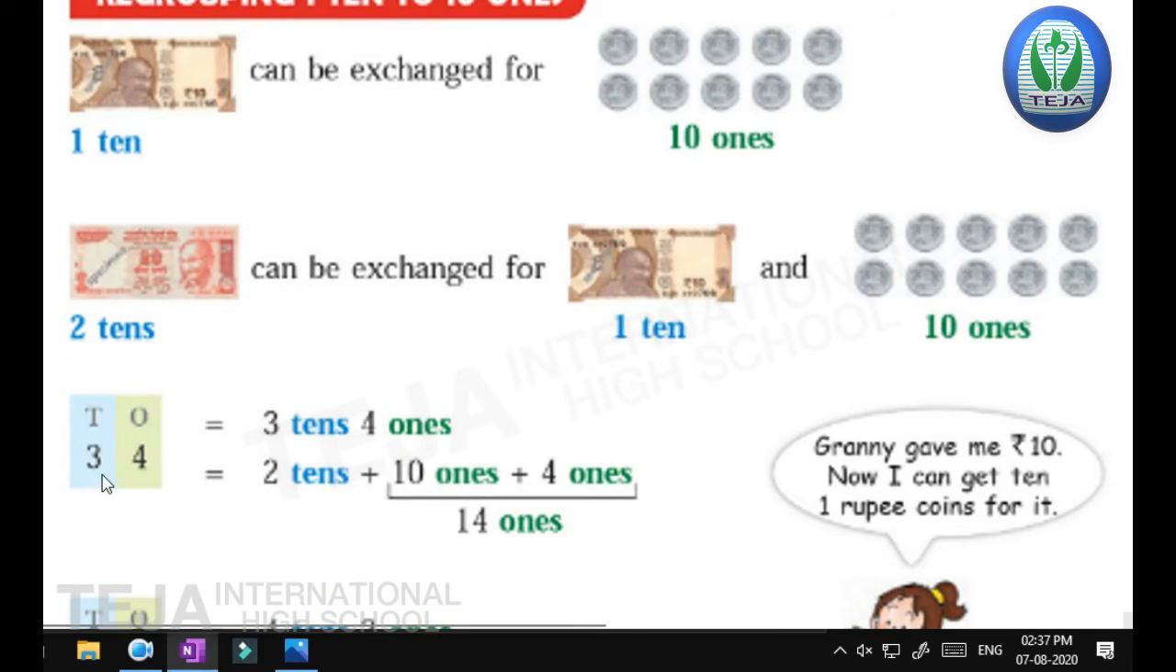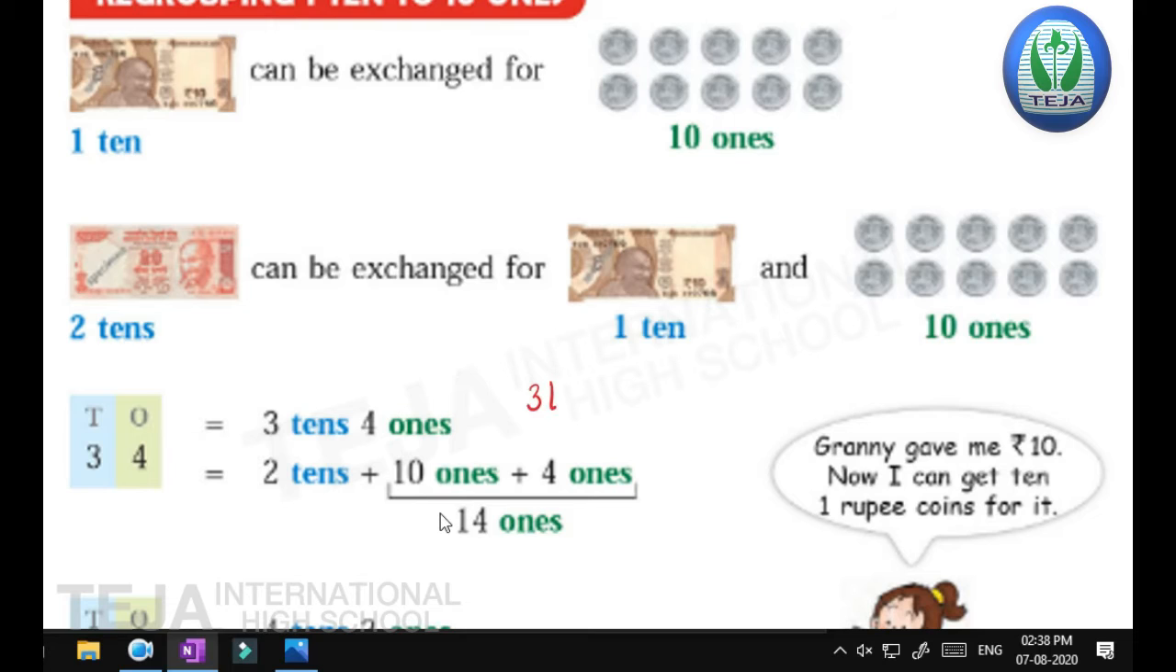Look here, 34. Now look here, the number is 34. In the ones place 4 is there and in the tens place 3 is there. That means 3 tens, 4 ones. Now we'll split 3 tens. 3 tens equal to 2 tens plus 10 ones plus 4 ones. Already 4 is here, no? So we are splitting this 3 tens into 2 tens plus 10 ones.